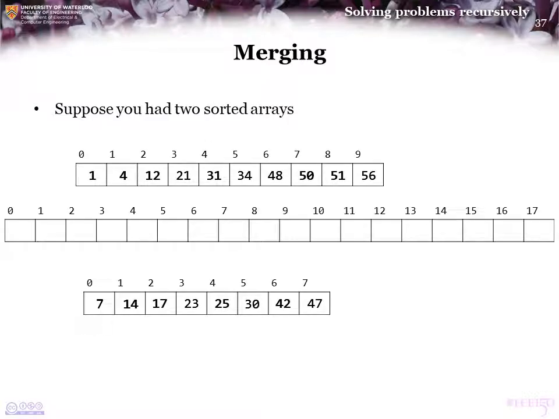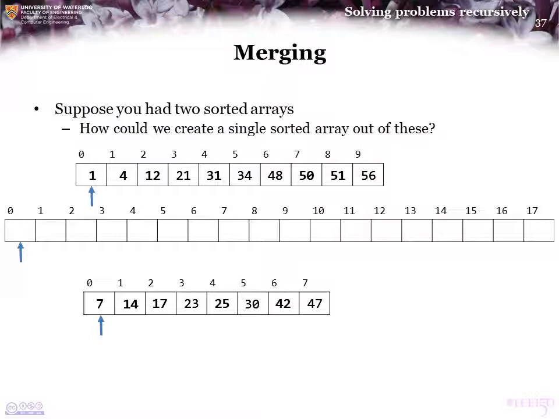Now, suppose we had 2 sorted arrays. Here, one is of capacity 10, the second is of capacity 8. And we'd like to merge these 2 into a single sorted array. What steps could we take? Well, let's have 3 indices. In the case of the 2 arrays, the index points to the next entry that has not yet been copied over, and the array in the middle, the index is that location where the next entry is to be copied to.